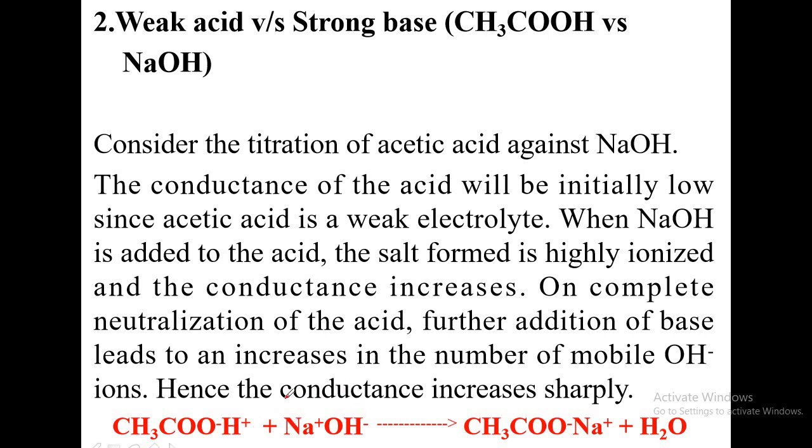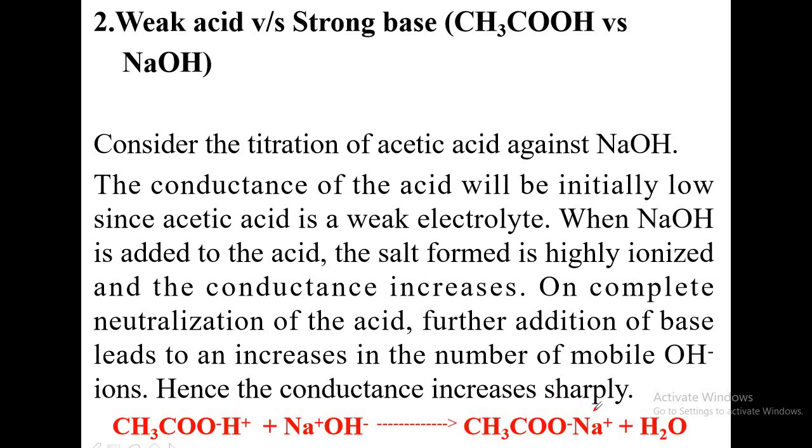But on the addition of sodium hydroxide, in increments of 0.5 ml, these H plus ions react with the OH minus ions and water is formed, and acetate ions react with Na plus ions and sodium acetate is formed. So slowly acetic acid is converted into sodium acetate. Sodium acetate salt is a highly ionizable salt. It is highly conducting salt.